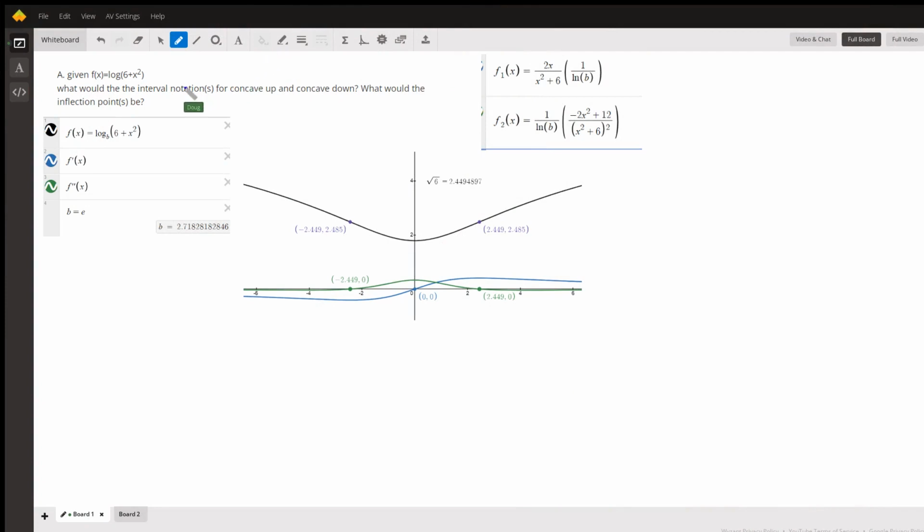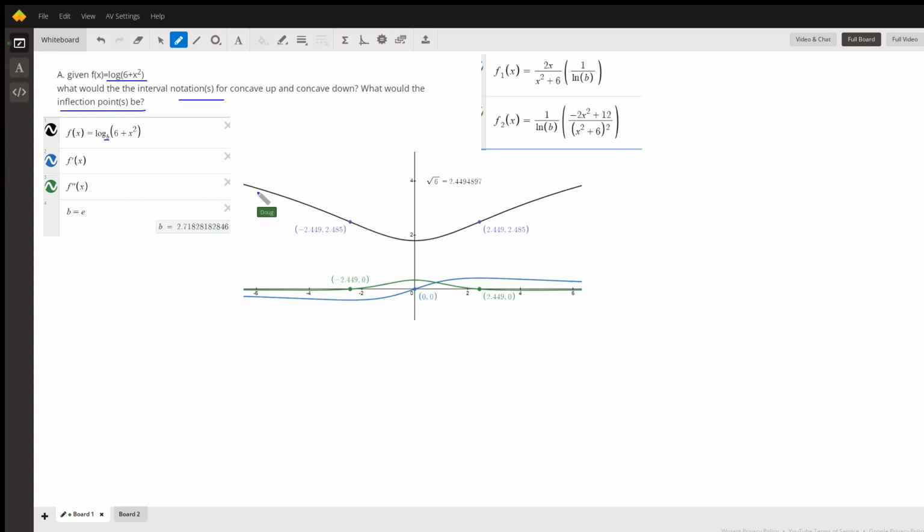Okay, you're given this function f of x equals the log of the quantity x squared plus 6 and asked to identify the intervals of concavity and the points of inflection. Okay, so I did this for any base b. Turns out the points of inflection and the intervals of concavity will be the same regardless of whether this is a common logarithm base 10 or natural logarithm base e or any other base.